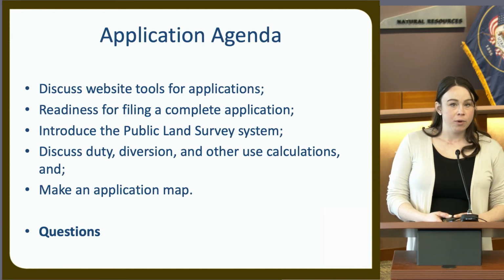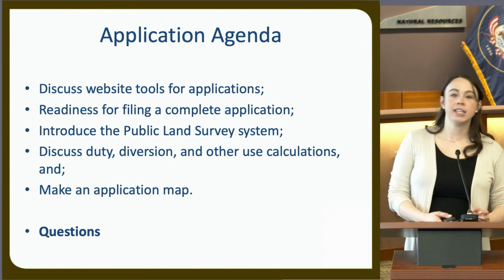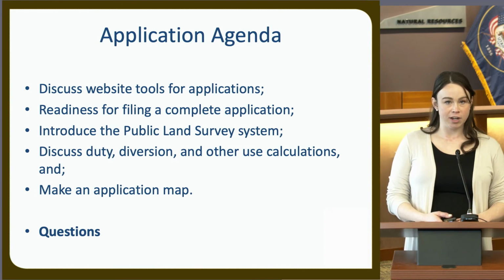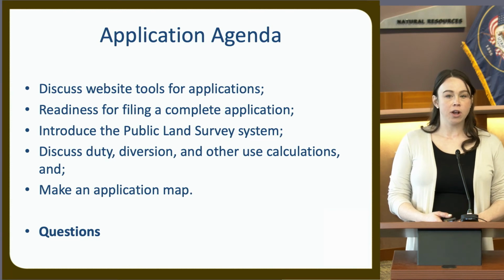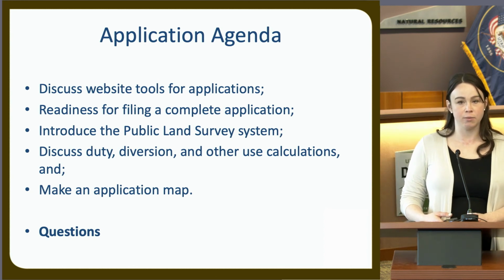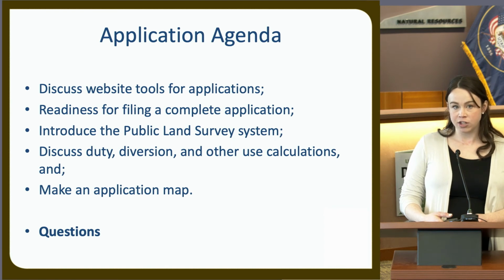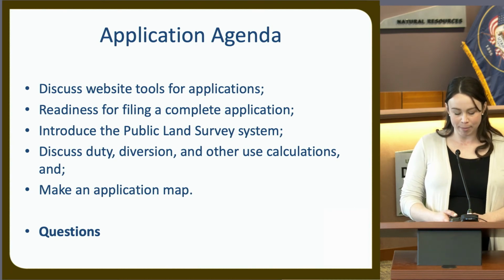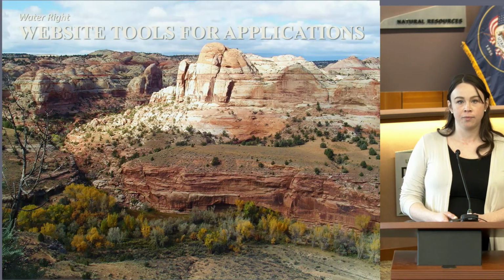Today, I'd like to give you a general overview of our website and some of the tools that you might find useful as you begin your process of filing applications with the division. We'll talk about how to complete an application. I'll give a little intro to the public land survey system, which is the mapping system we use here at the division. We'll talk about some of the calculations you may need to do when you're preparing your paperwork, as well as what you'll need to do to prepare your application map. So let's begin with some of the website tools.